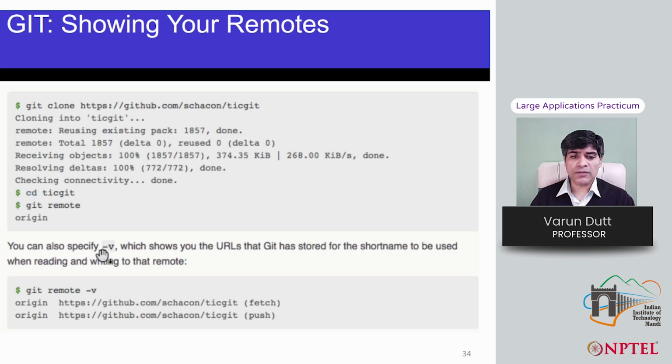So if we specify the -v option, it shows you the URLs that Git has stored for the short name to be used when reading and writing to that remote. So if we write git remote -v, it will show you the URLs for fetching and pushing, which we'll come to very shortly. But remember, these are the links or the references to the remote repository.